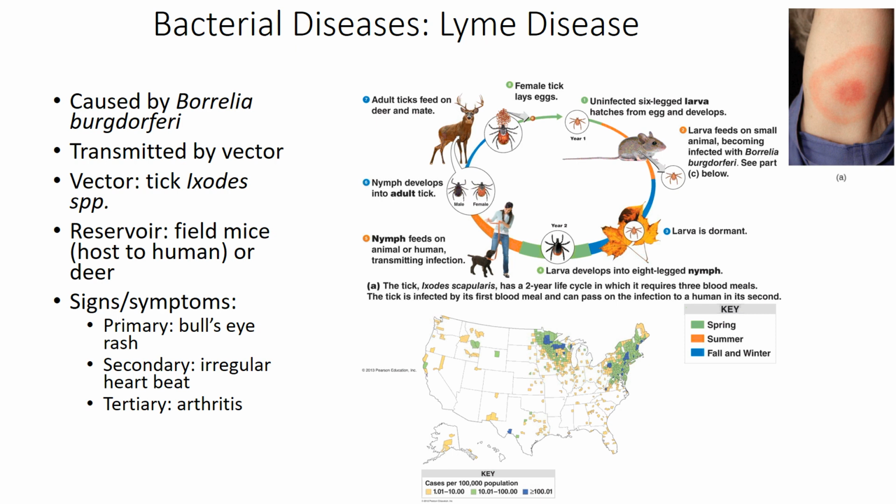So the tick will bite a deer or some animal like that that has Lyme disease. And then the tick will bite a human, infecting the human with the bacteria Borrelia burgdorferi. The characteristic sign of Lyme disease is this bullseye pattern at the site of injection. Following the bullseye pattern, the bacteria can lead to infection of the heart, and it typically will take up residence inside of the joints, leading to severe forms of arthritis.